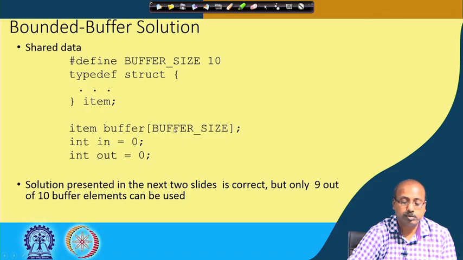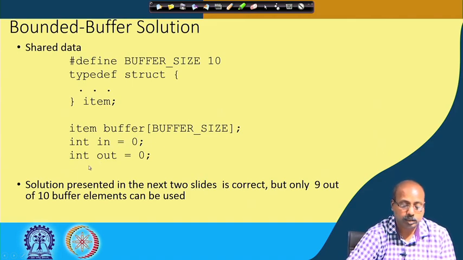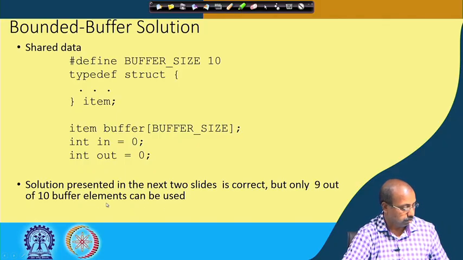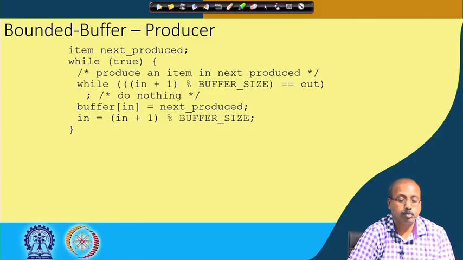This buffer is of size buffer size, and then there is an input pointer and an output pointer, the input index and the output index. The solution presented here is correct, but only 9 out of 10 buffer elements can be used. So, let us see how it is done. The bounded buffer producer problem.